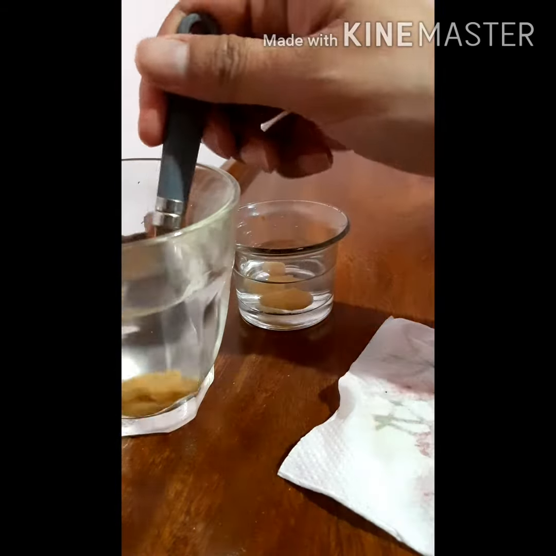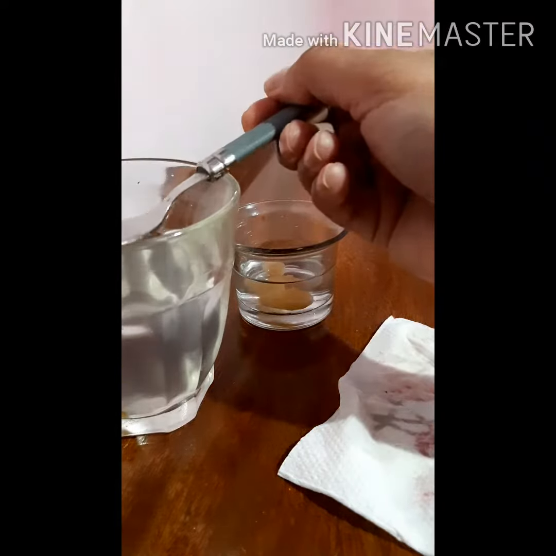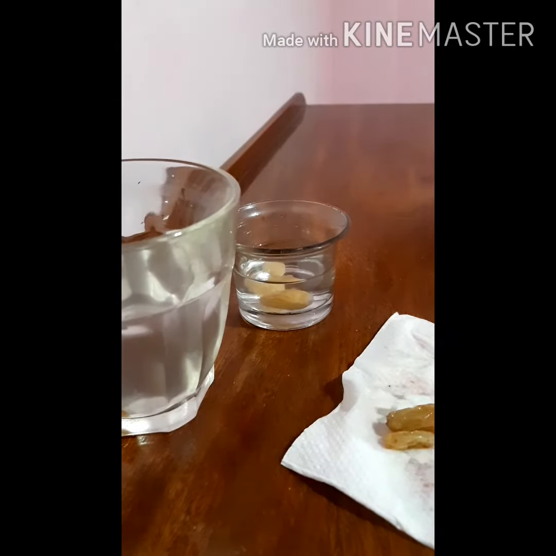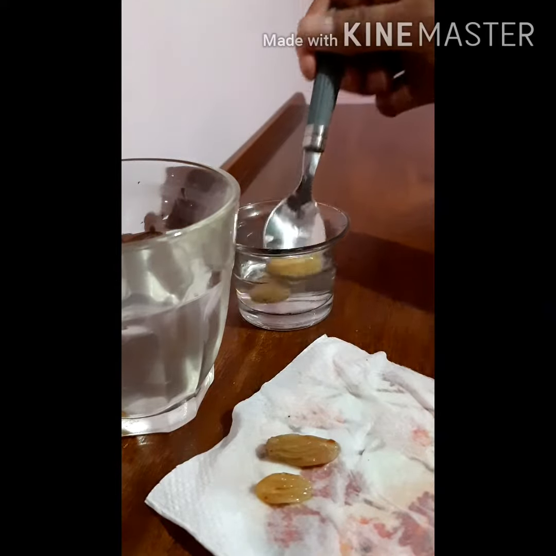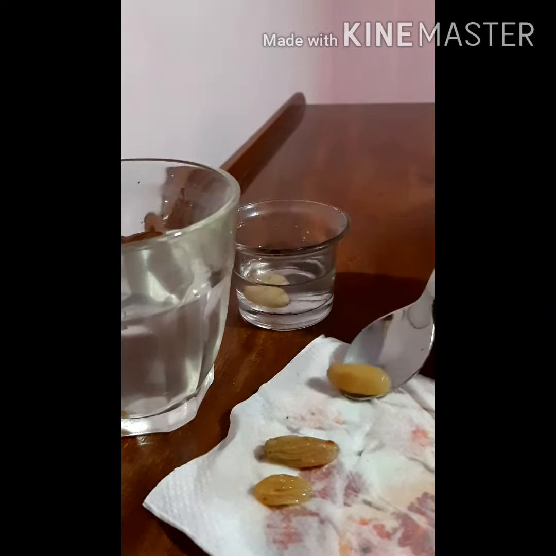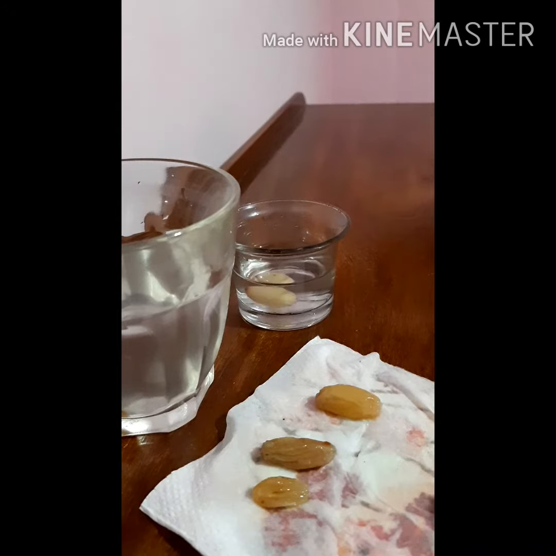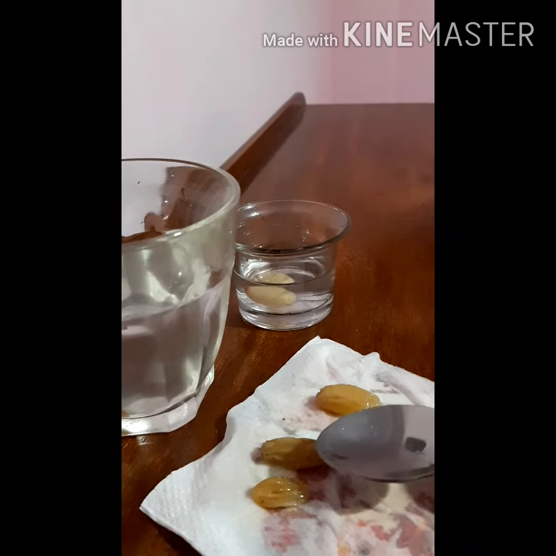Children, let us see after 24 hours what happened to the raisins. So I am going to take them out from here. I have taken 2 out here, and as you can see they have shriveled. So let me compare it with this one. I put it here. You can very clearly see that in this case it is swollen, and in these two they are shriveled.